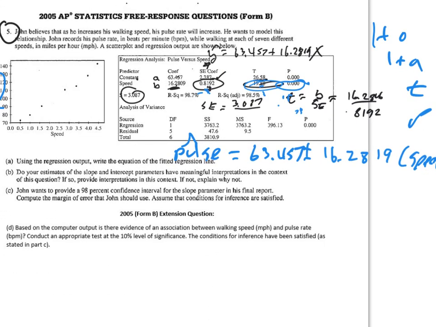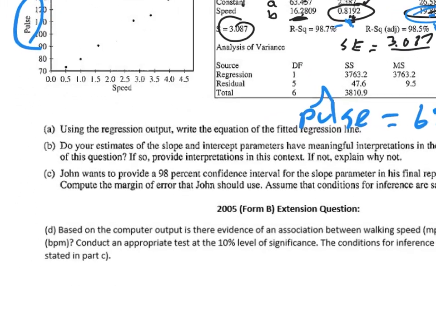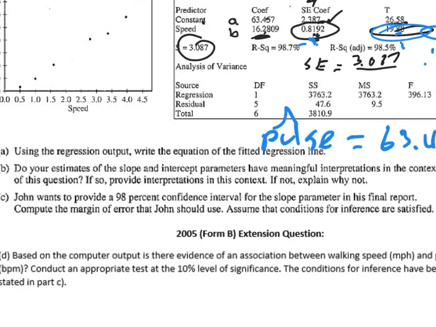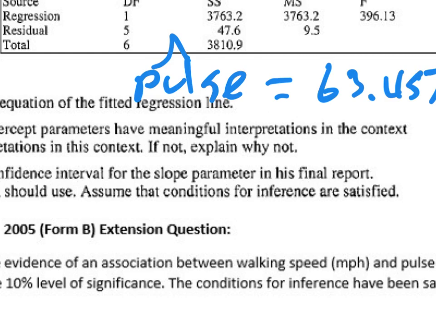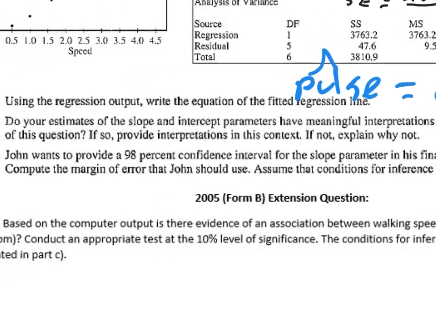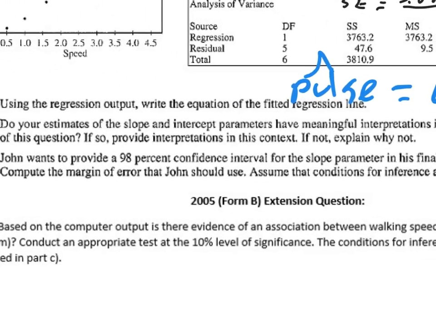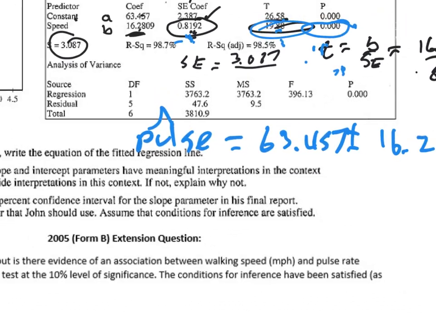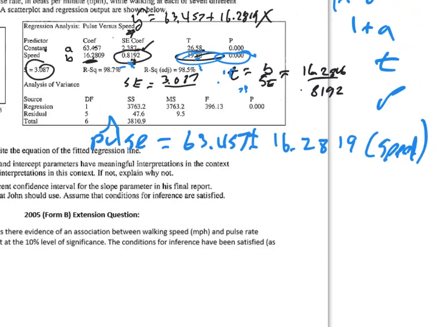There's your answer for A. B. Does your estimate for the slope and y-intercept parameters have meaningful interpretations in the context of this question? If so, please provide the interpretations. If not, explain why. Here's my interpretation of slope, guys.